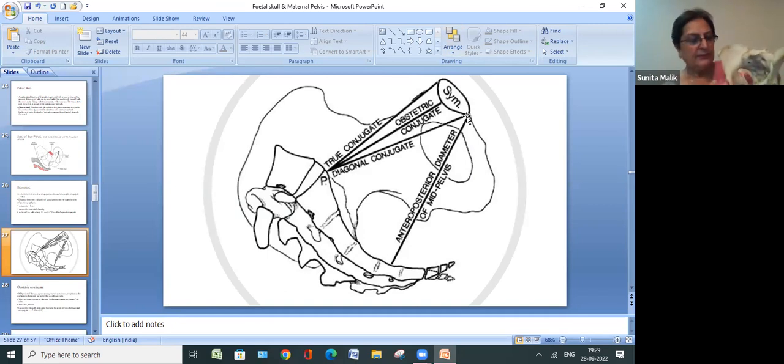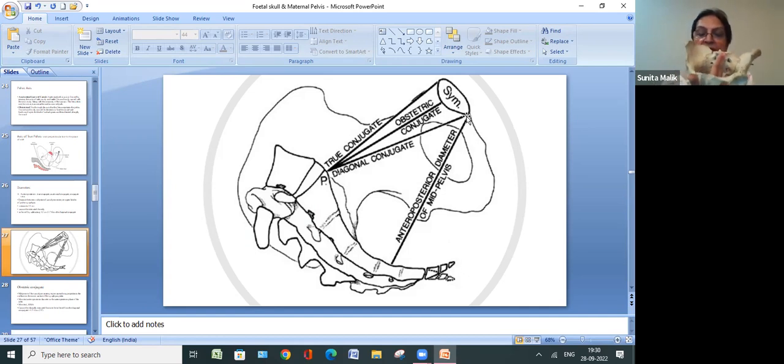This is important because when we are assessing the pelvis, we cannot assess the true conjugate and we cannot assess the obstetric conjugate. We call it obstetric because the fetus has to finally pass through it. This is the part which touches the fetal skull. So when we do the PV examination, the diagonal conjugate from the lower border of the pelvis is what we can measure.